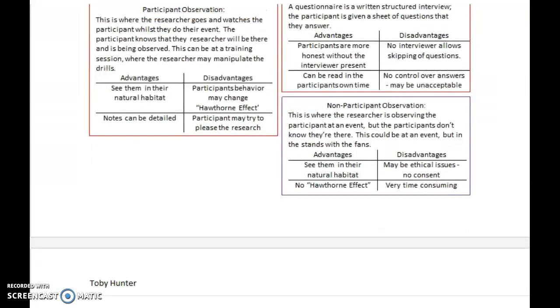Non-participant observation. So this is where you go and watch the participant. So this might be you'll go and watch a football game as a fan, but the participant doesn't know you're there. So the advantages, again, see them in their natural habitat. No Hawthorne effect because they don't know you're watching. They're not going to change their actions because they know they're being watched, or because they might want to please you, because they don't know you're there. But disadvantages, there might be ethical issues. You're obviously not getting consent because they don't know you're there, and it could be very time consuming.